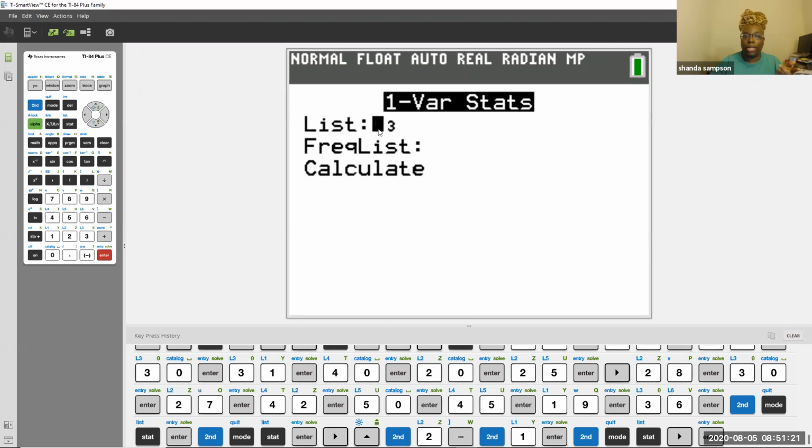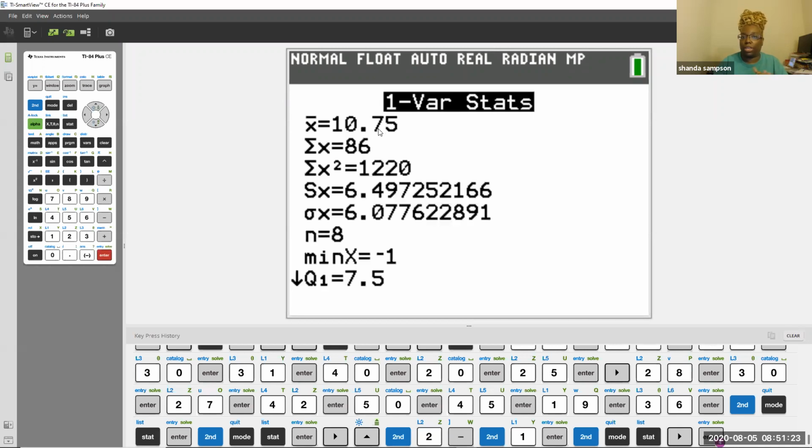So L3, you go down to here and then you hit calculate. And right there where it says X bar, that's your D bar. X bar is your D bar, and where it says S sub X, there's no such symbol, but in the calculator, that is the standard deviation of the sample, which we will find out that we will need in a minute. So let's write down why we need that.